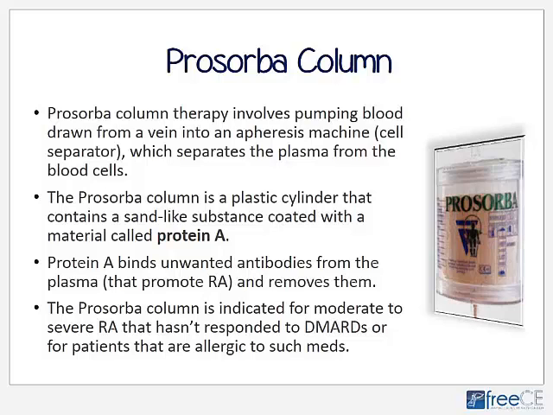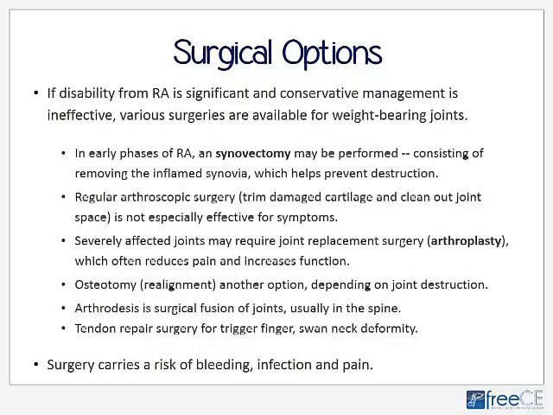The Prosorba column is indicated for moderate to severe RA that hasn't responded very well to the DMARDs, or for patients that are allergic to such medications. If the disability and symptoms are great with RA and conservative management, either through natural supplementation and herbs or pharmaceuticals, is ineffective, then there are various surgeries to consider, particularly for weight-bearing joints because, of course, they're important for mobility.